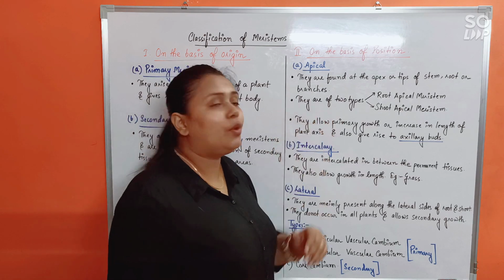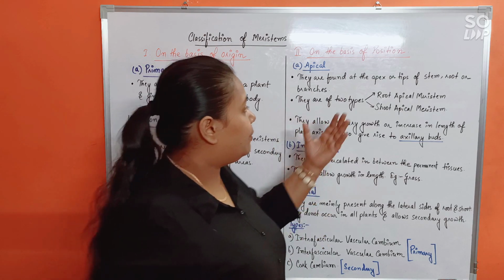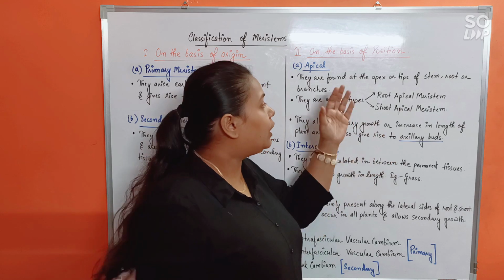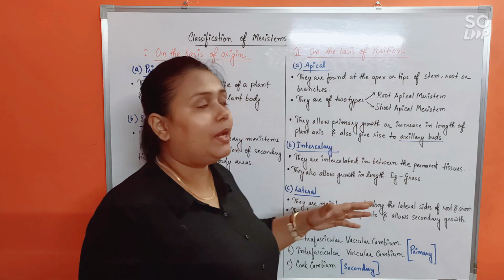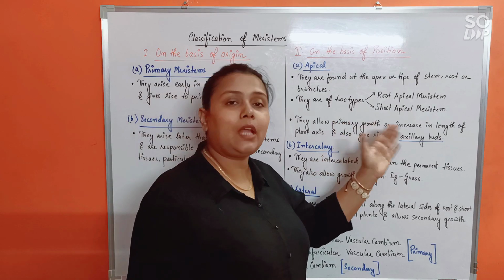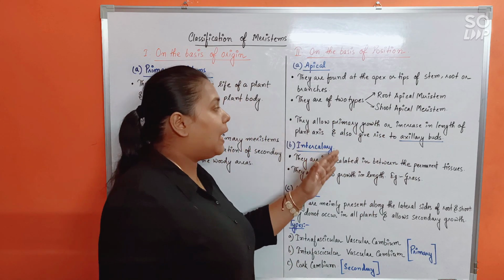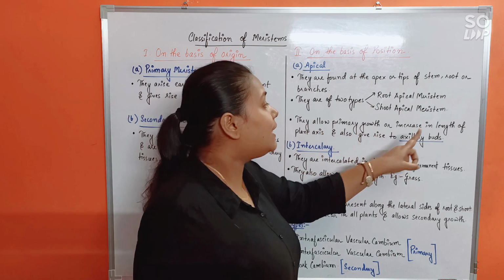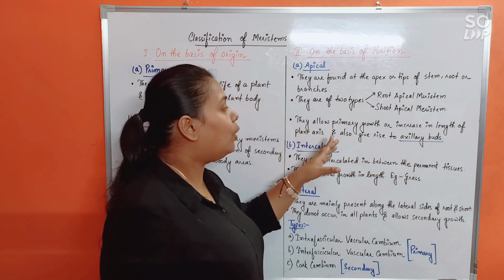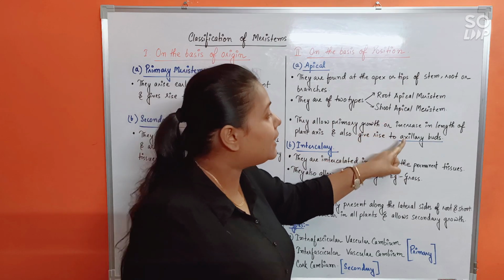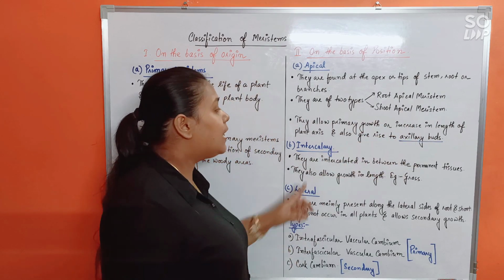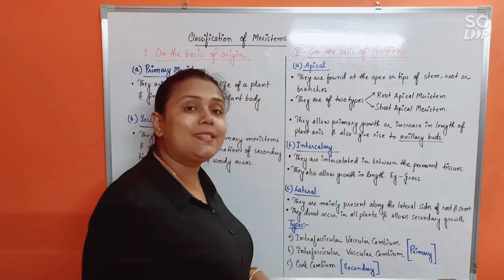Now they are of course going to be again of two types. If present at the root tip, we will call it root apical meristem. When present at the shoot tip, we will call it shoot apical meristem. Understood? Now, they also allow primary growth or increase in length of the plant axis, and will also give rise to axillary buds.